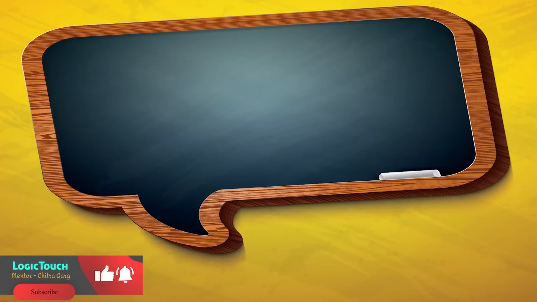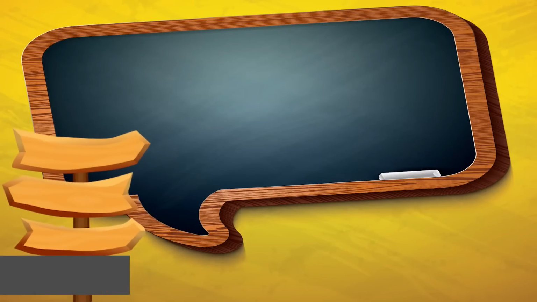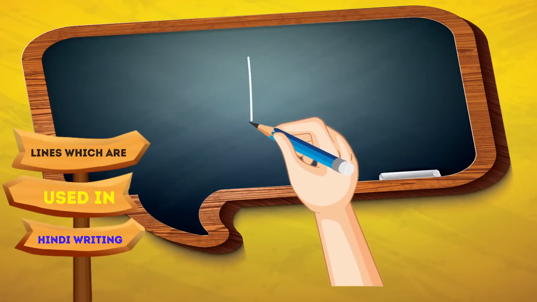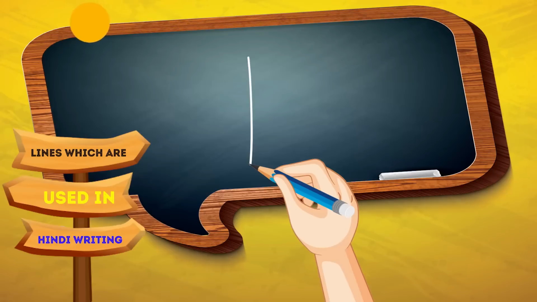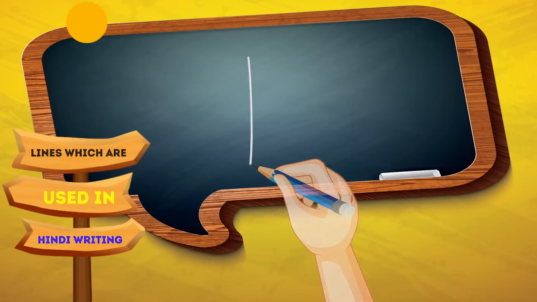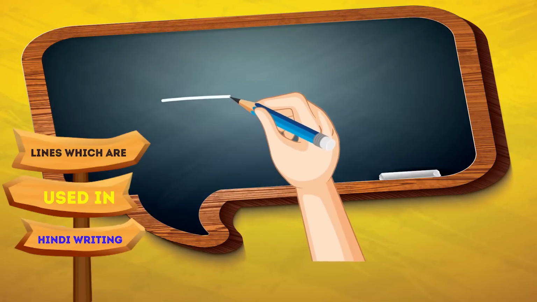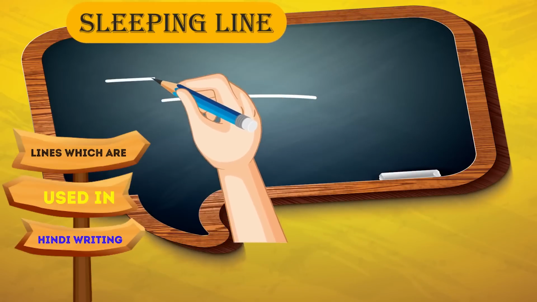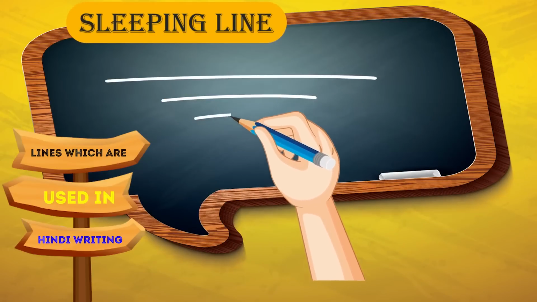Now on board. Learn lines which are used in Hindi writing. This is called standing line. See, standing line. This is sleeping line. We call it sleeping line. It can be big or small.